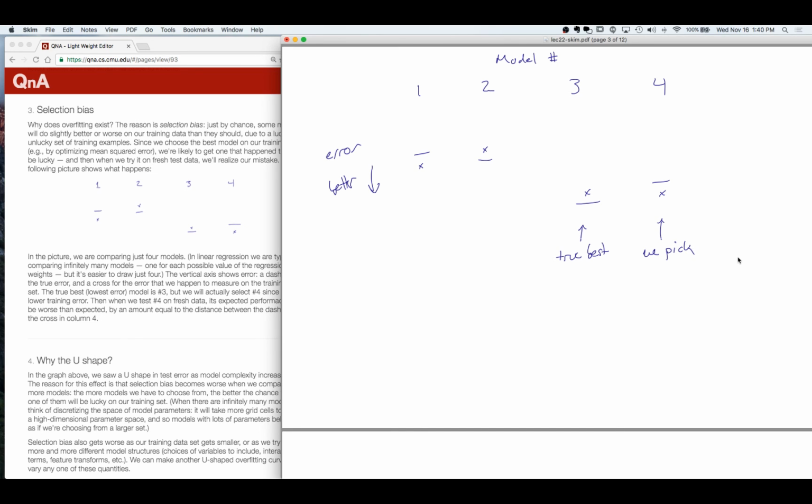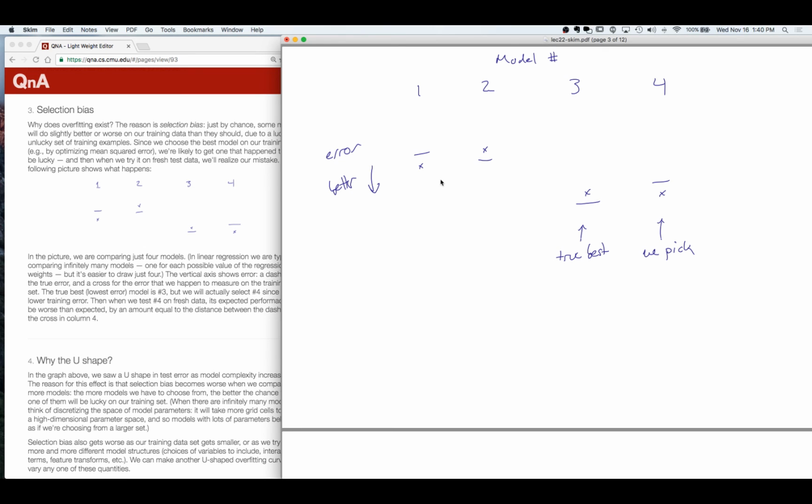And so this is a problem. This is overfitting. We picked the wrong model because of the difference between its true error and its observed error on our training data. And it's kind of a subtle effect. Our error is unbiased. It's equally often higher or lower than our true error.